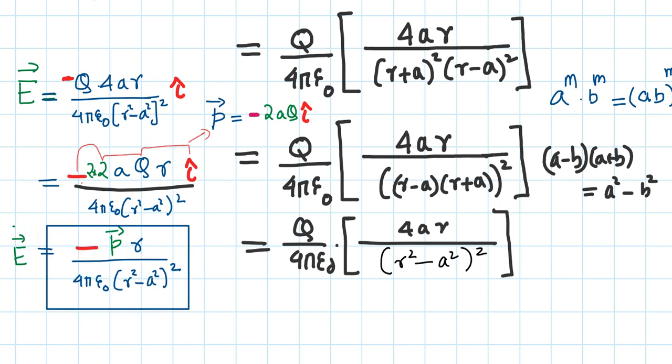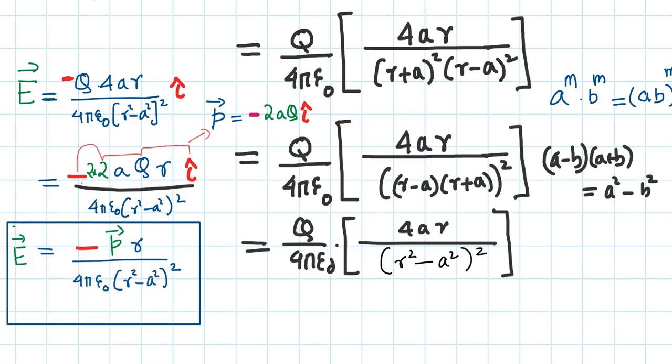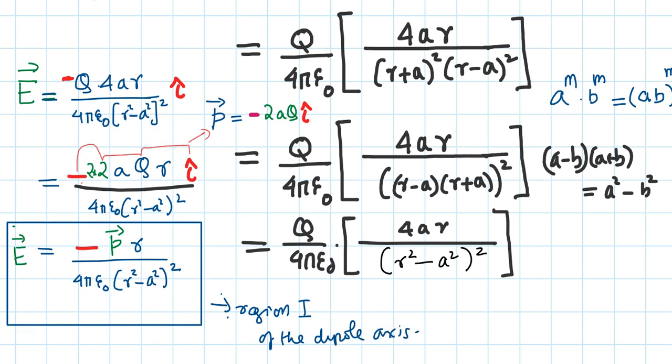So this is the expression for electric field at any point on the dipole axis, but actually this is in particular true for the region 1. So this is the region 1 of the dipole axis.